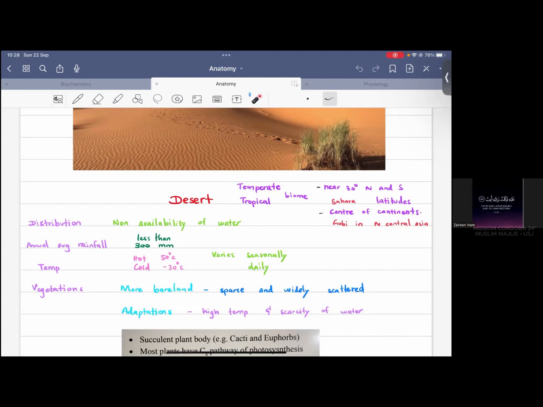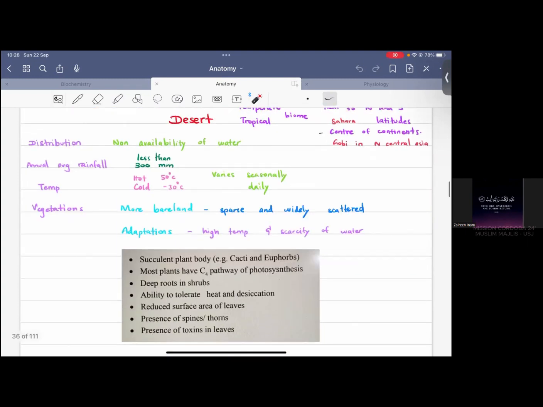Okay. And deserts have more bare lands, that you all know. So vegetation is very less, sparse and widely scattered. There are so many adaptations by the plants to withstand the high temperature and the scarcity of water. Two problems: high temperature and scarcity of water. So the plants are adapted. This we know from grade 5, right? From grade 5, they have been teaching what the adaptations of the plants in the desert are.